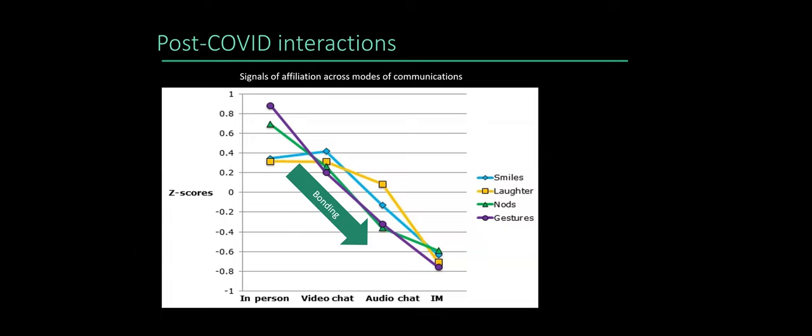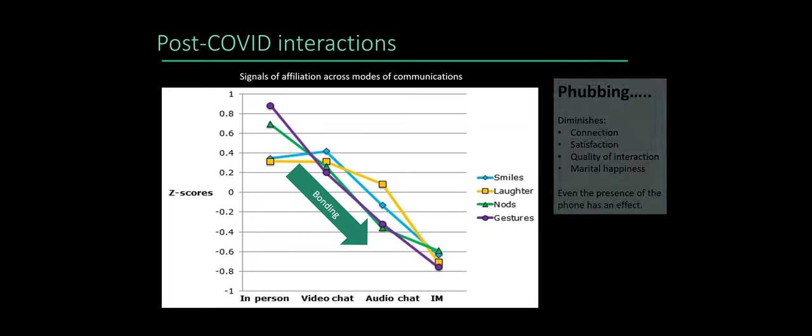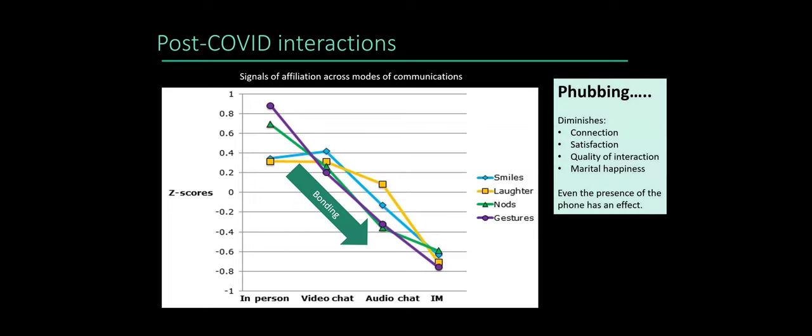In addition, we are experiencing some distractions that we didn't have before. There's a new word, if you haven't heard it, fubbing, which is snubbing somebody with your phone. When you pick up your phone while the other person is talking to you, you are fubbing them. And they have now measured that that reduces the connection that you have with others, and it makes your spouse very unhappy. And it actually makes a difference whether the phone is even right there with you, whether you look at it or not.